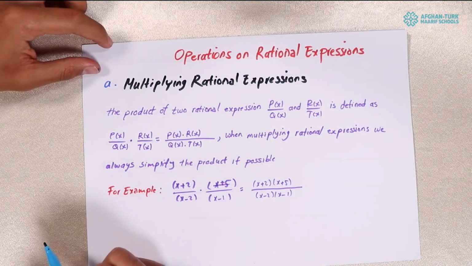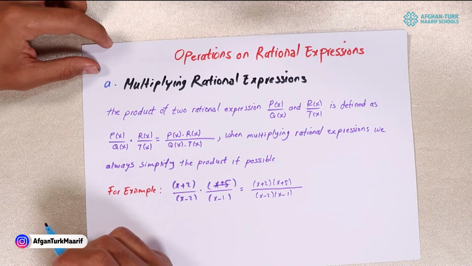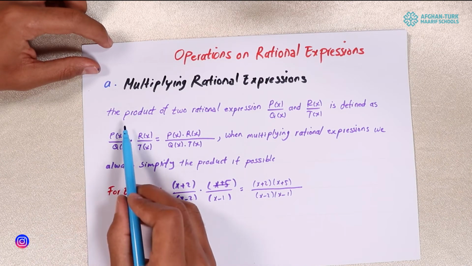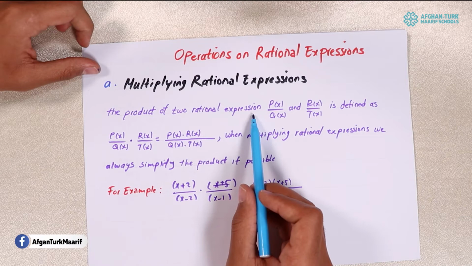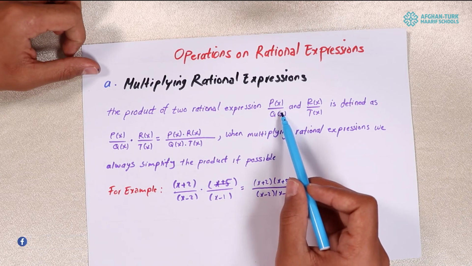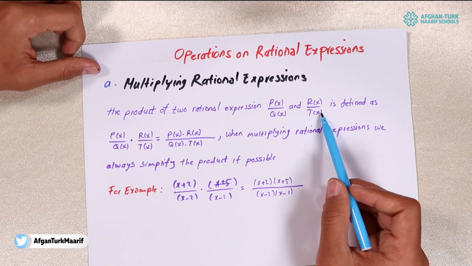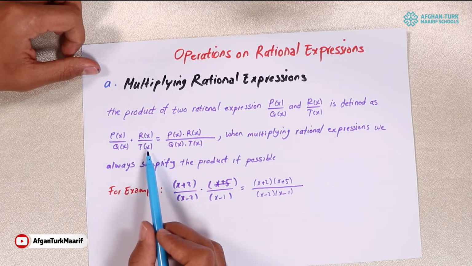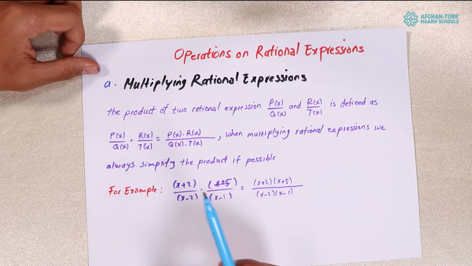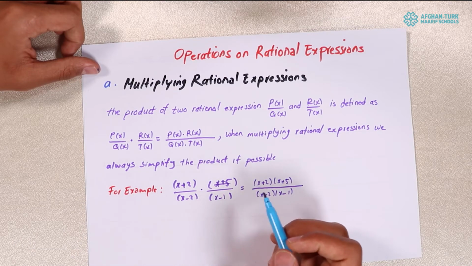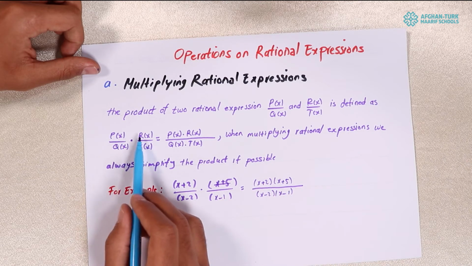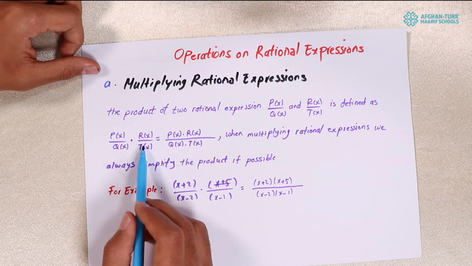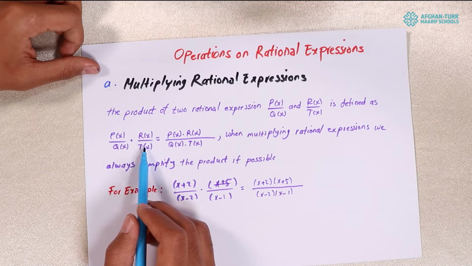So the first operation is multiplying rational expressions. The product of two rational expressions, one here and another here, is defined as p of x over q of x times r of x over t of x. In rational numbers, we multiply the numerators and denominators one by one. In expressions also we do the same.